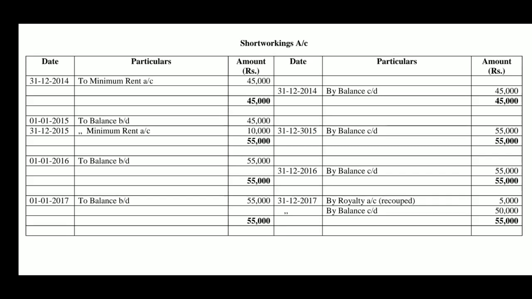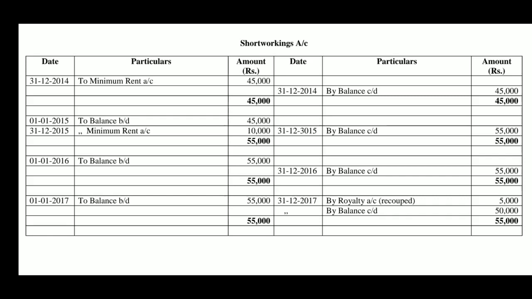In the year 2016, see 1/1/2016, to balance brought down 55,000. Here in the year 2016, there is no more short workings, but there is no surplus royalty also, so recoupment is also not possible. Therefore, simply it is carried forward to 2017 by balance carried down 55,000. 1/1/2017, to balance brought down 55,000.